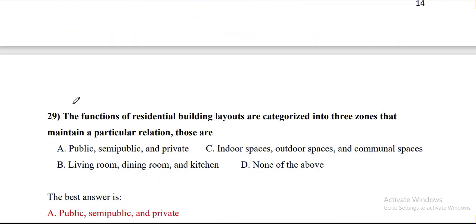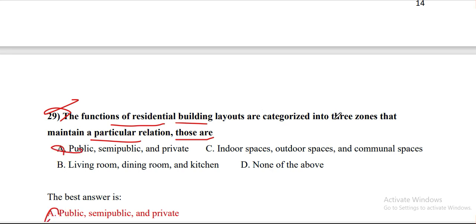Question number 29. The functions of a residential building layout are categorized into 3 zones that maintain particular relations. Those are: A, public, semi-public and private. B, living room, dining room and kitchen. C, indoor space, outdoor space and communal space. D, none of the above. So A is the best answer.